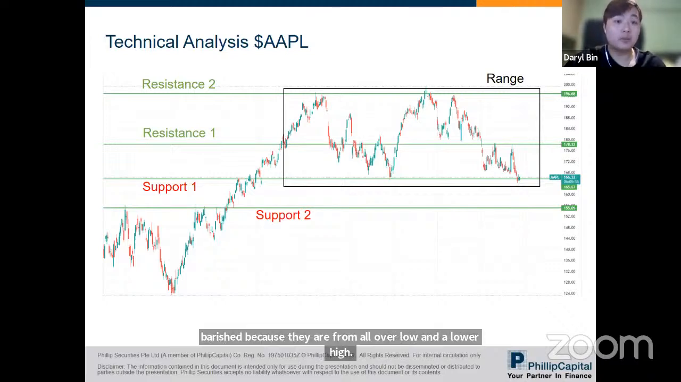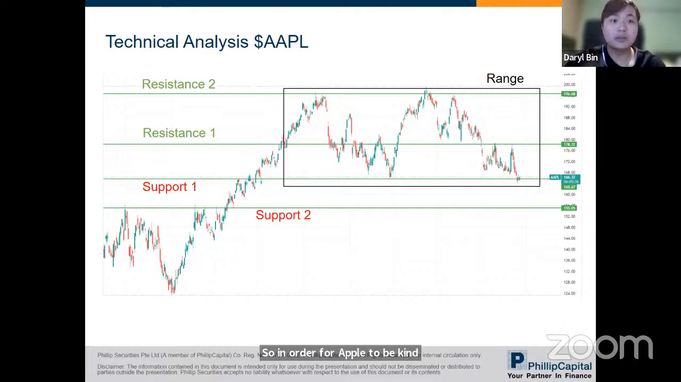So in order for Apple to be bullish towards the resistance 2, they must close above the resistance 1. So these are the levels to take note of for Apple.